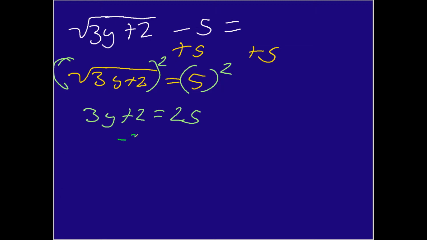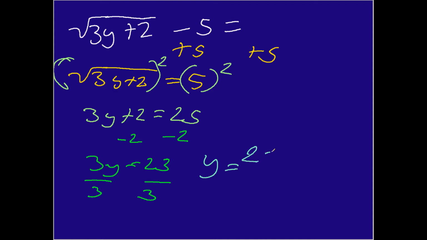Now I just solve it like a regular equation. So I subtract 2 from both sides. I end up with 3y equals 23. I divide both sides by 3, and then I get my final answer: y equals 23 over 3, and we're done. So the main thing here for those of us who are new to this is found in this step right here, where you square both sides. That might be new for some of us. Let's go ahead and take a look at a second example now.